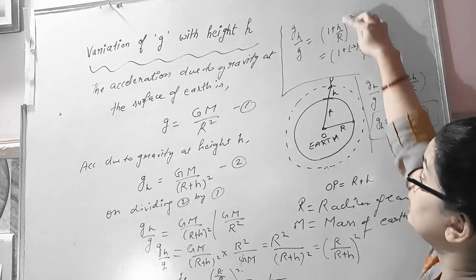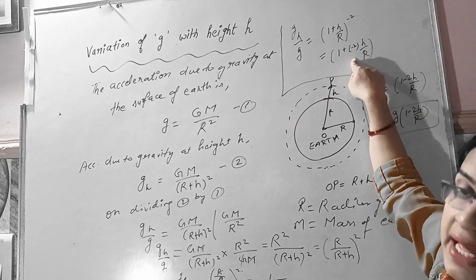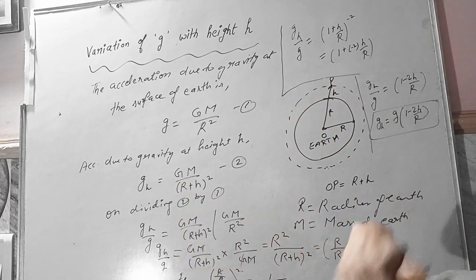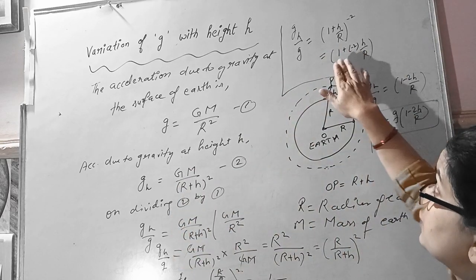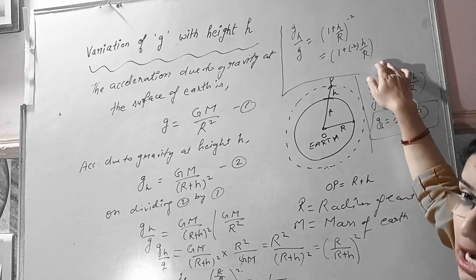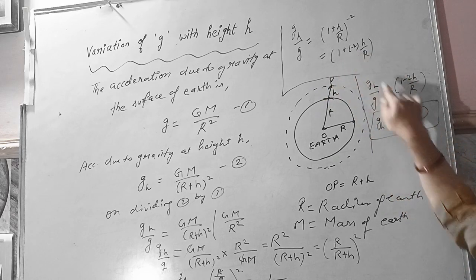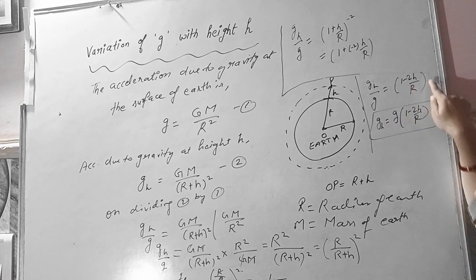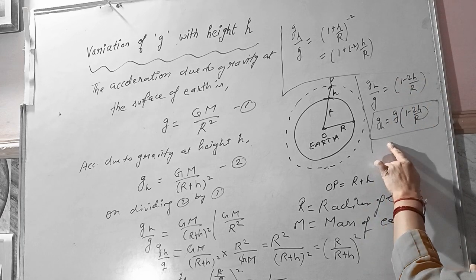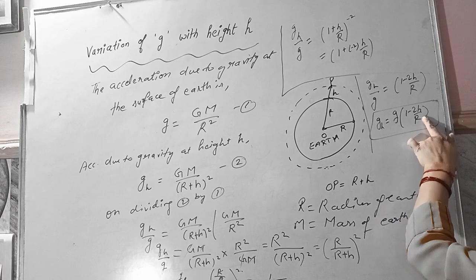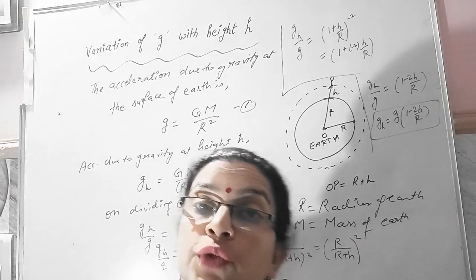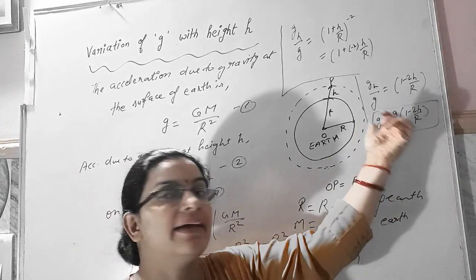This minus 2 will come here using binomial expansion, and we are just neglecting the higher terms. We are not using them right now because those terms keep getting smaller. So simply we will do 1 plus minus 2h upon R. Now the plus and minus become minus, so we have the expression gh upon g is equal to 1 minus 2h upon R. So from here the value of gh will be g into (1 minus 2h upon R). So simply we will say that at height the value of acceleration due to gravity decreases.